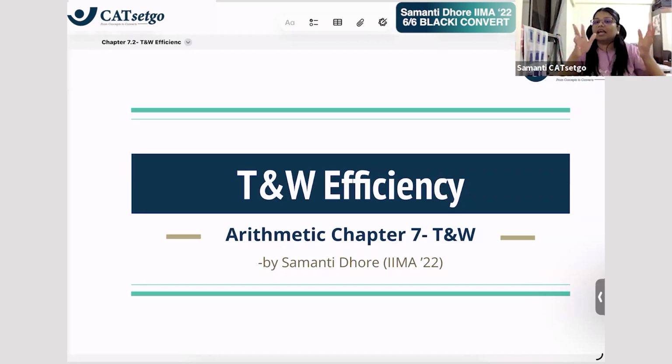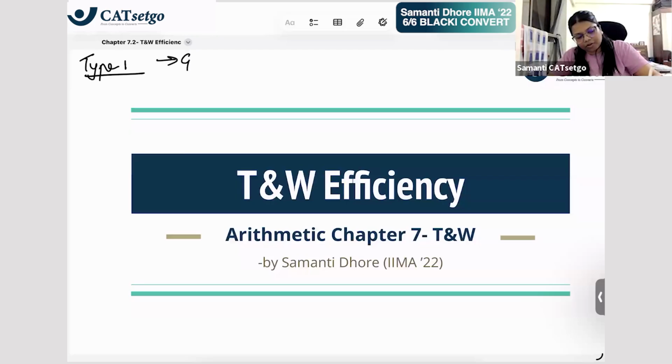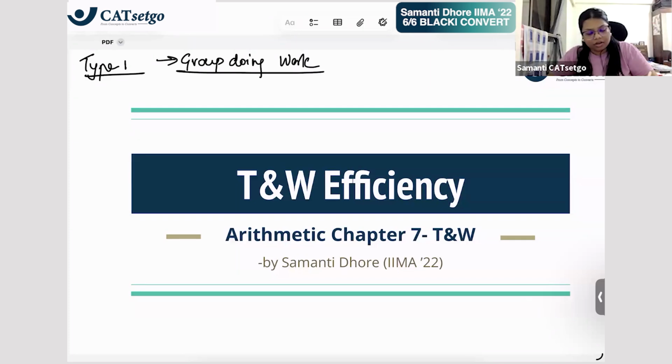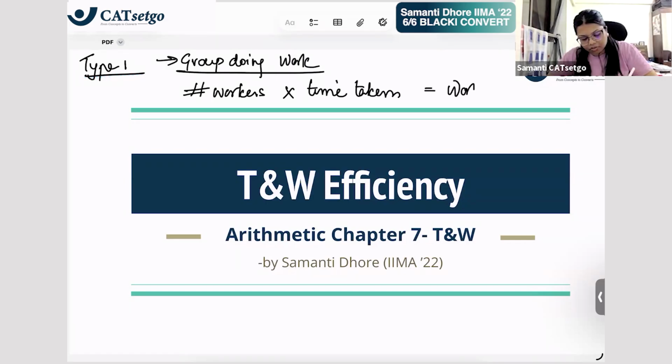And then we had seen multiple scenarios for each of these types, and we also saw the steps to do these questions, right? Do you remember all of it? So in type 1, when you had a group of people doing work, our formula was, what was our formula? Number of workers into time taken is equal to work done, right? Here we first found the work to be done, and then we use this formula, correct?